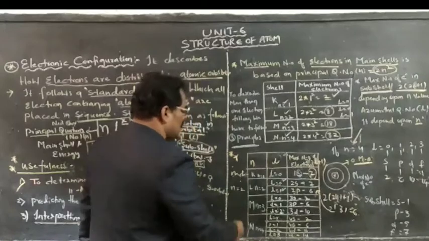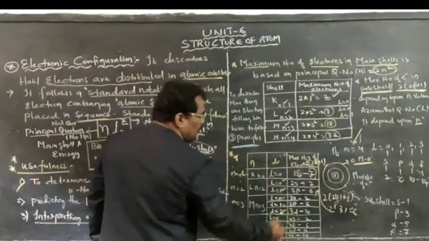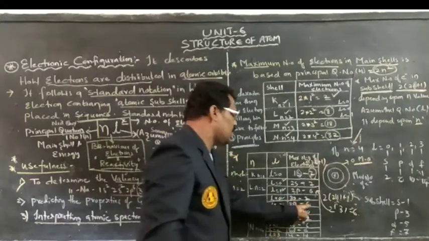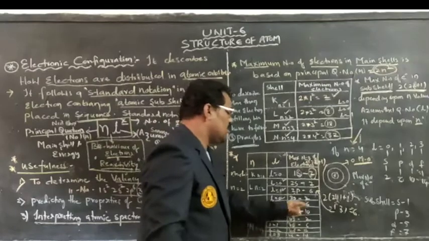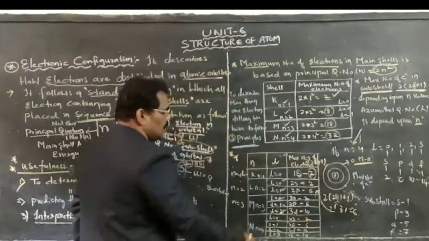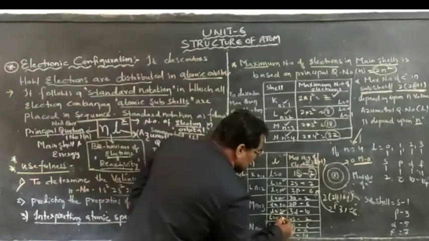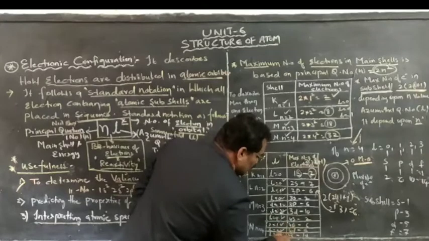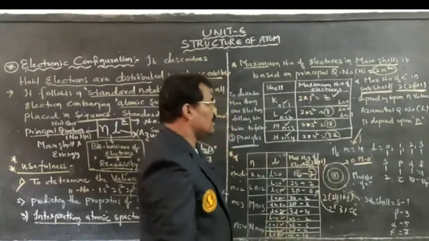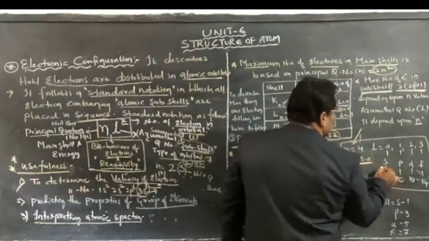Similarly, if I take n is equal to 3, l is equal to 0, 1, 2. That means the 3s orbital will have 2 electrons, the 3p orbital will have 6 electrons, the 3d orbital will have 10 electrons, and so on, electron accommodation takes place. If I take n is equal to 4, l is equal to 0, 1, 2, 3, that is 4s, 4p, 4d, 4f.